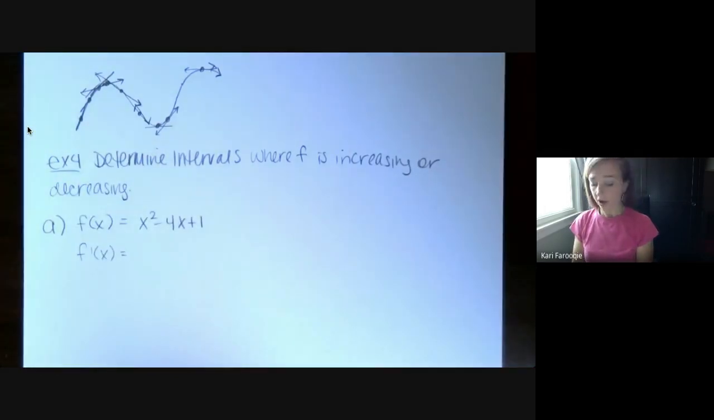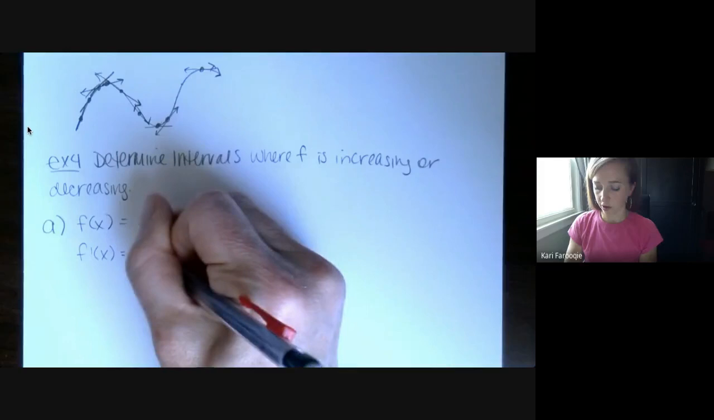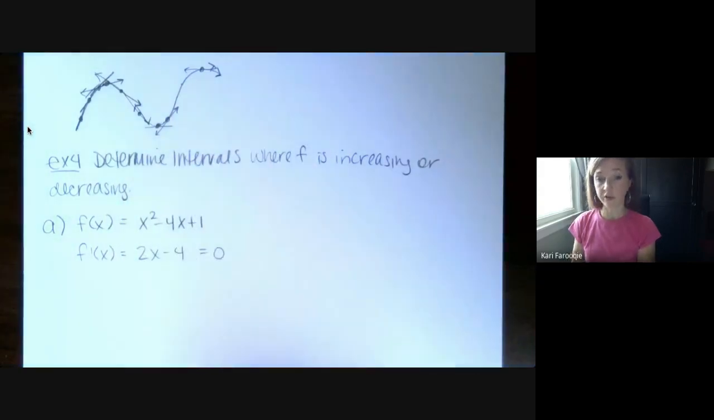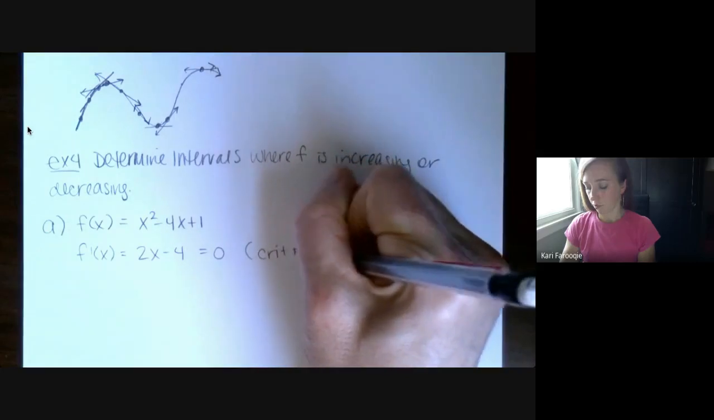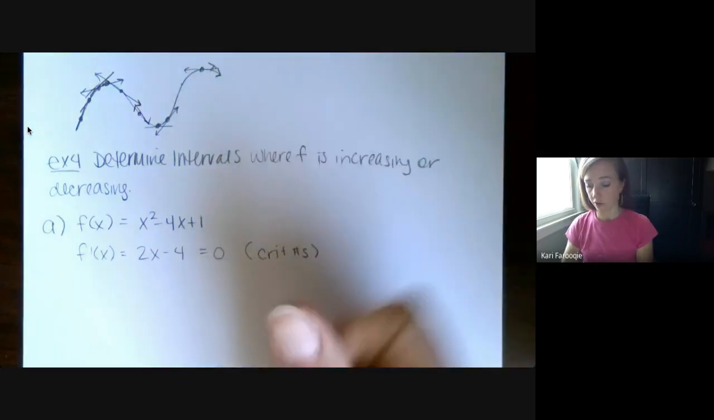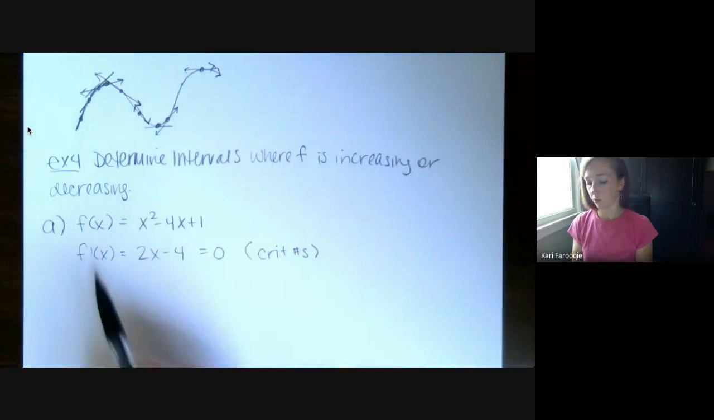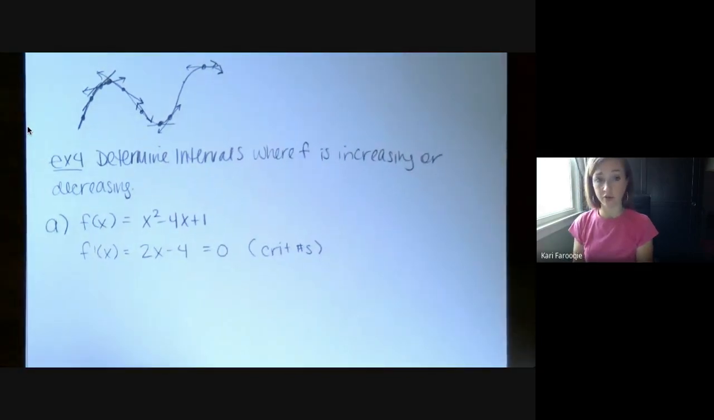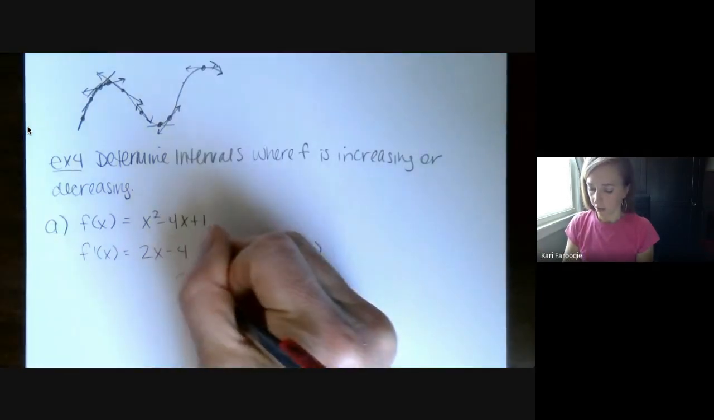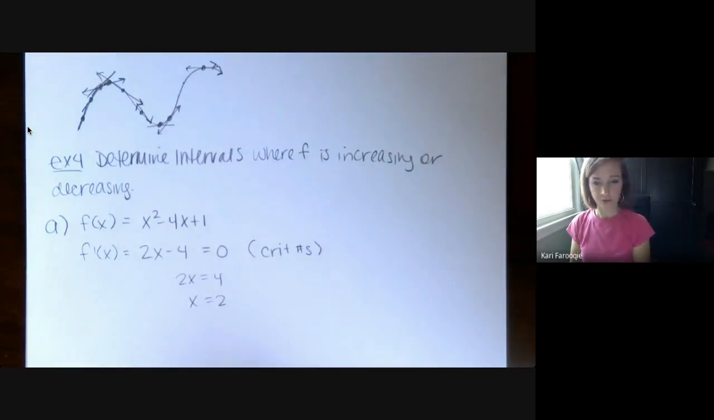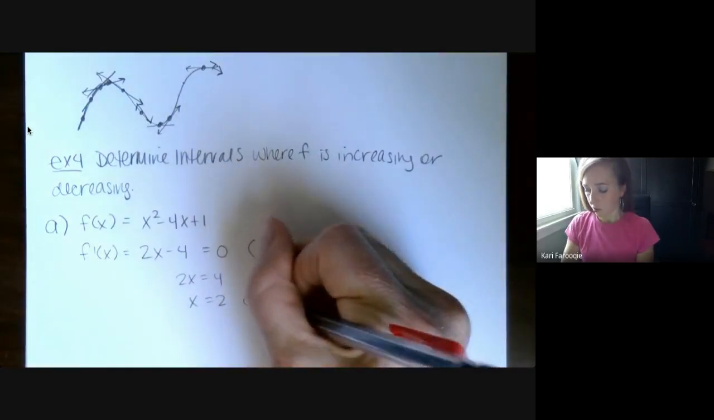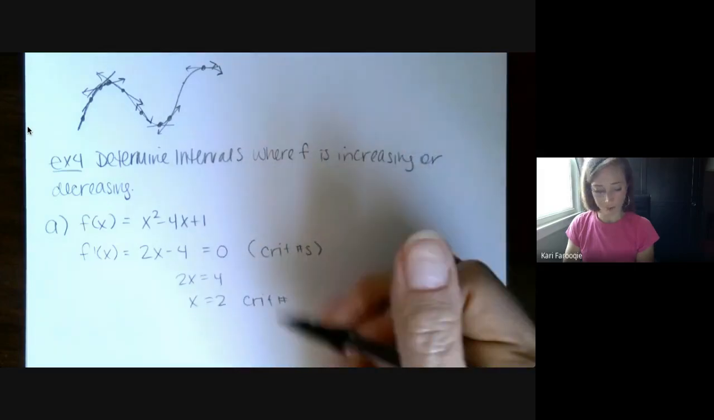All right, f prime of x is 2x minus 4. Remember, to find critical numbers, that's what we're trying to do here. We're trying to find these maximum and minimum values. We set our derivative equal to 0 to find where the slope of the tangent line is 0, so a horizontal tangent line. Then we have 2x equals 4 and x equals 2. So x equals 2 is our critical number.